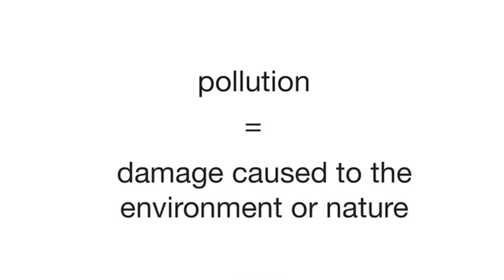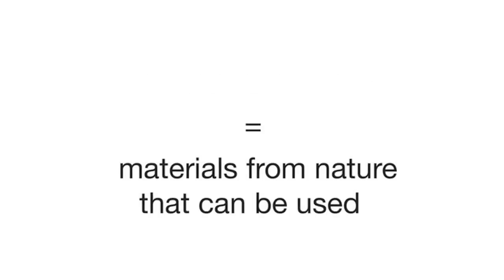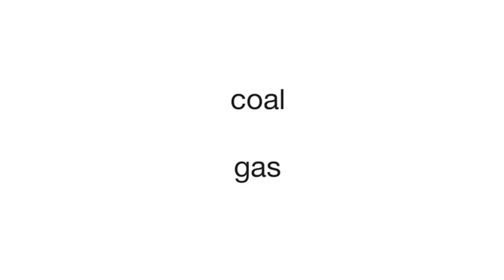Pollution is when damage is caused to the environment or nature. Often this is because of garbage. Let's look at the next phrase, natural resources. Natural resources are materials in nature that we use, like coal or gas. Well, we know global warming causes the Earth to heat up, so what happens then?